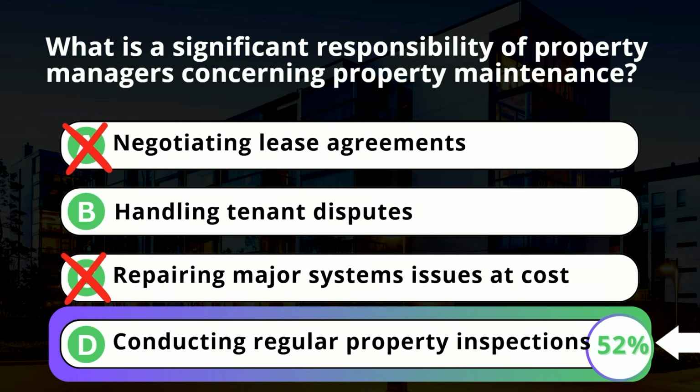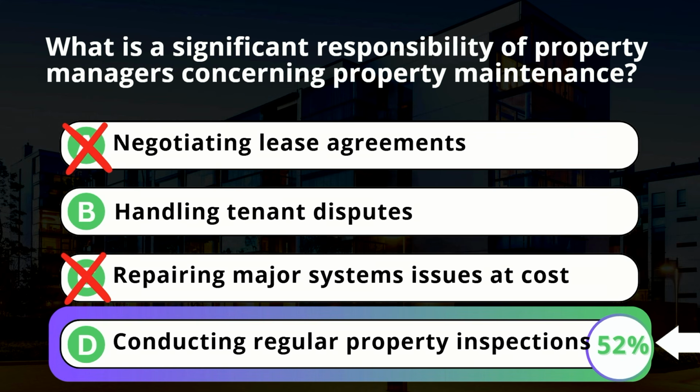All right, so 52% of the community selected the correct answer here, letter D, as their main choice. Other wrong answers in the community picked letter A as their answer, negotiating lease agreements, and letter C, repairing major system issues at cost. Well, I can eliminate letter C completely. That's not the objective of the property manager, not to do it at cost, obviously. Obviously, the owner of the property would love if they did it at cost, but that's not practicable. The reality here is we can throw C out.